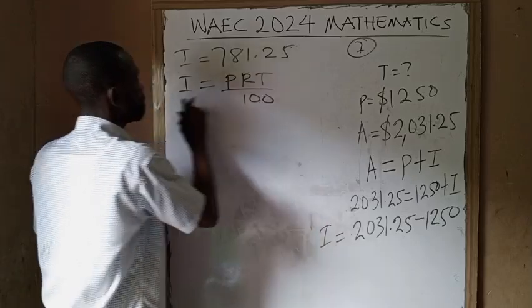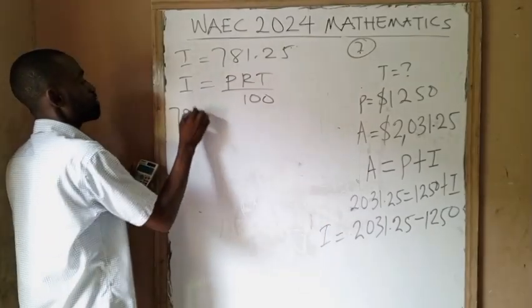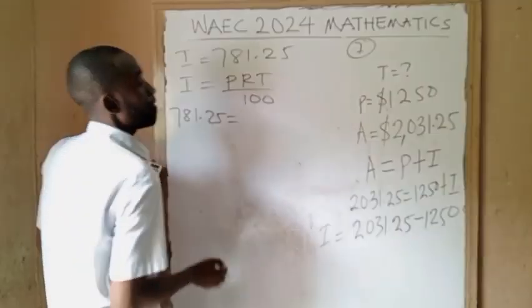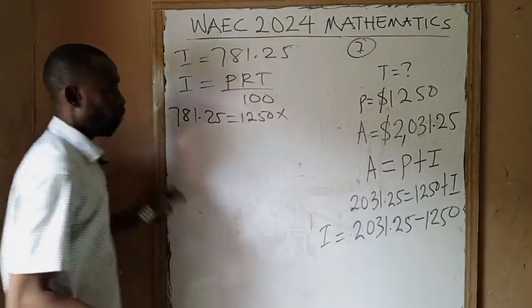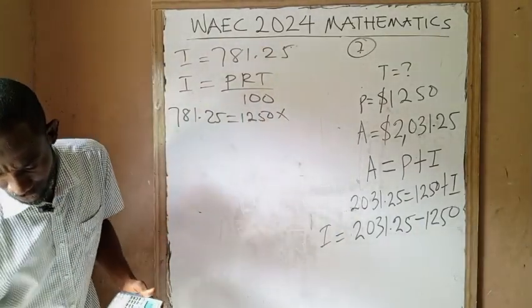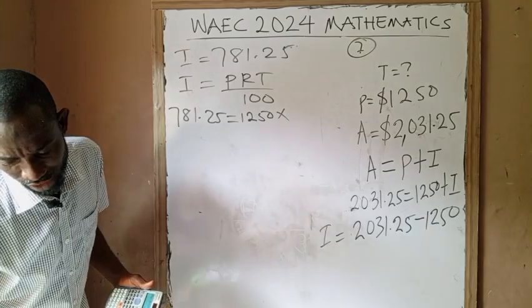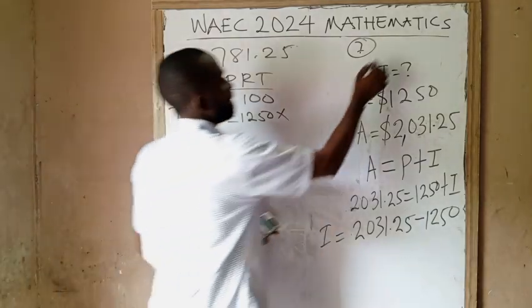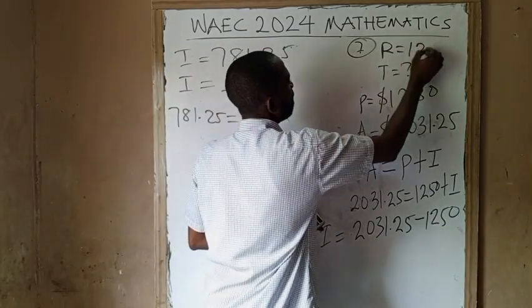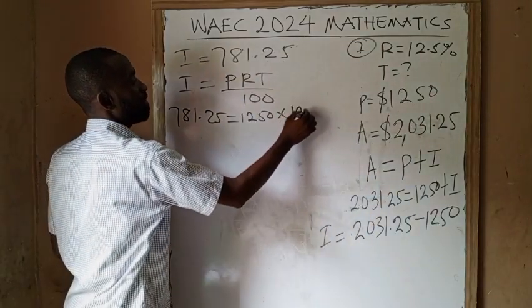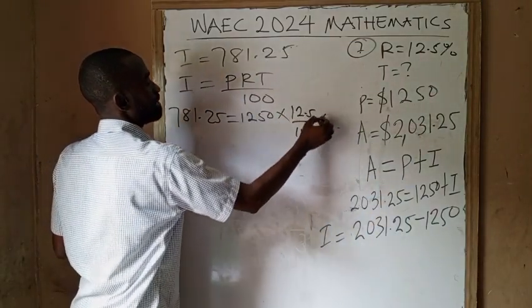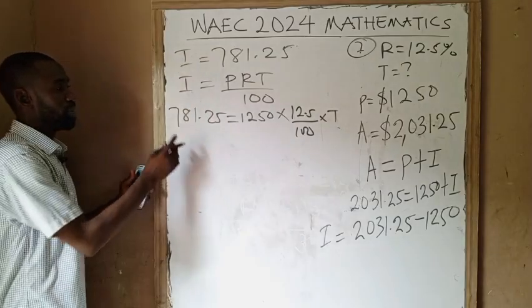So we substitute 781.25 for our interest, which is equal to the principal, 1250, times the rate. What is the rate? The rate is given as 12.5% per annum. So our rate here is 12.5 all over 100, then times the time.